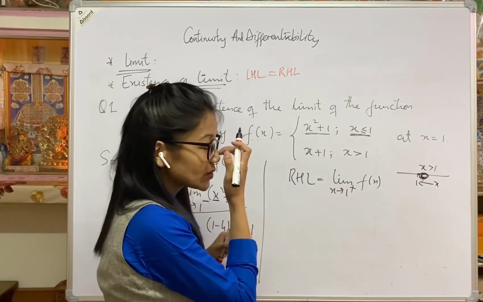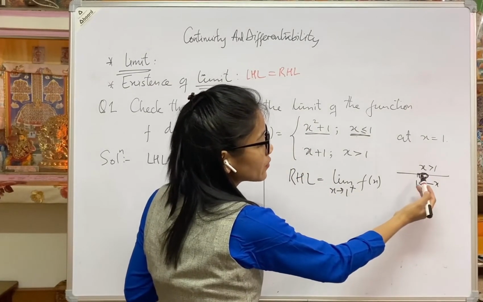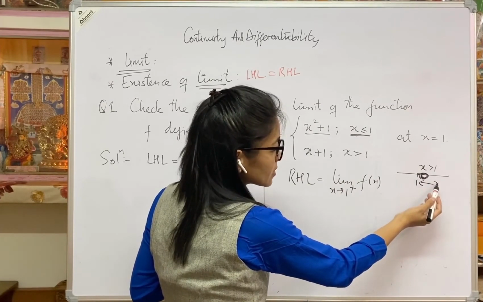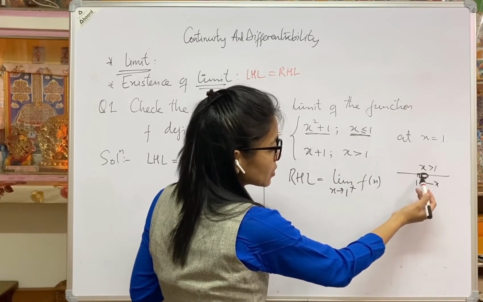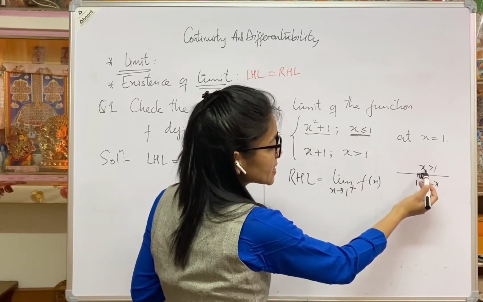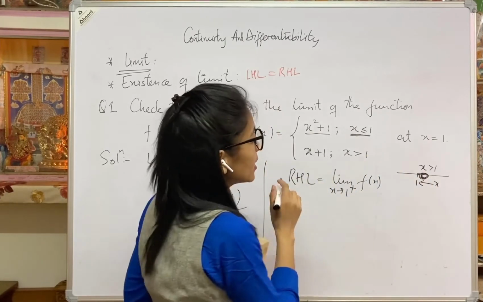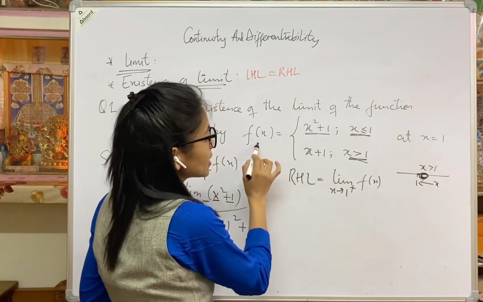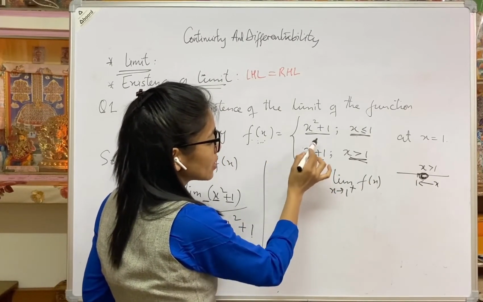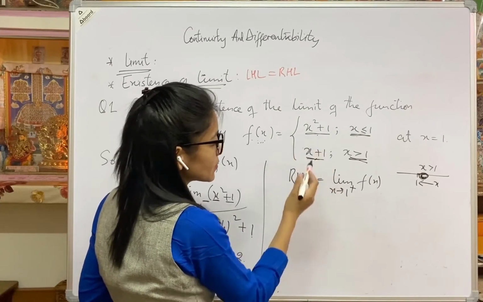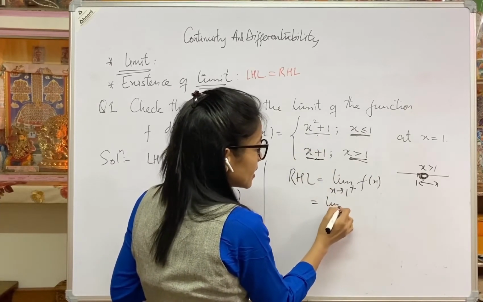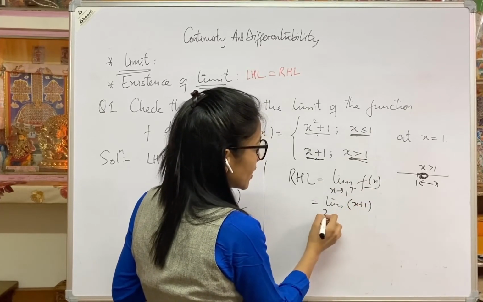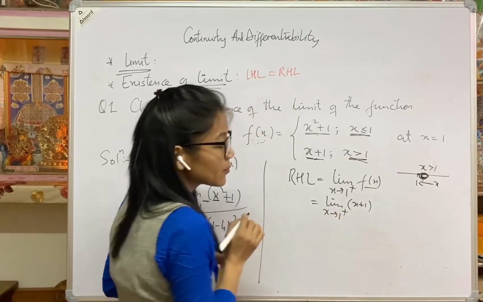Okay, so you will see that when x is moving towards 1 from the right hand side, however close to 1 you take x, you will still get x greater than 1. Now our function is defined such that when x is greater than 1, the image of x is x plus 1. So you have to choose this function instead of the other. So here I will write the limit of x plus 1 when x is tending towards 1 from the right hand side.